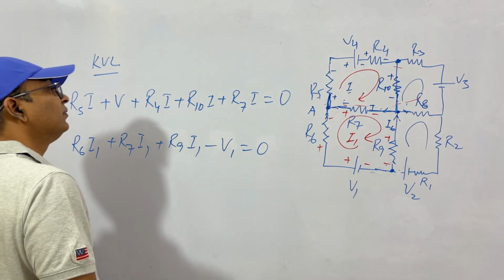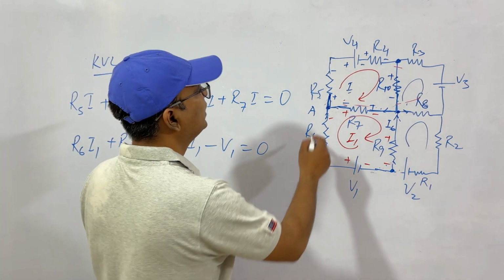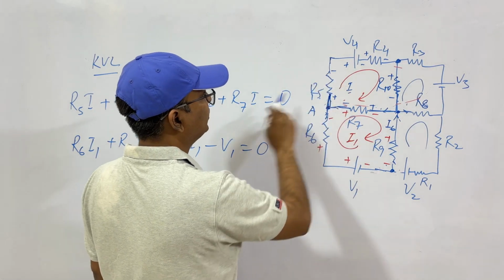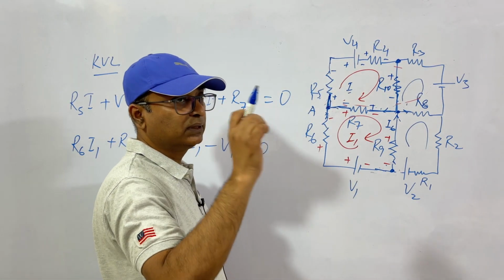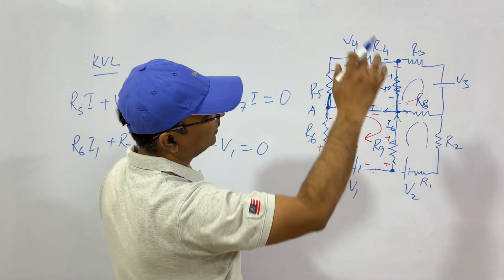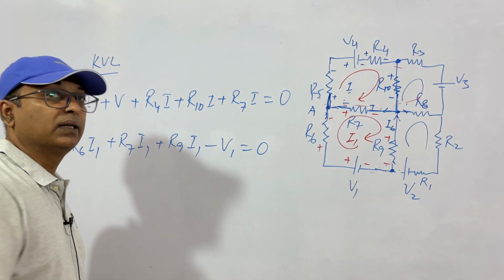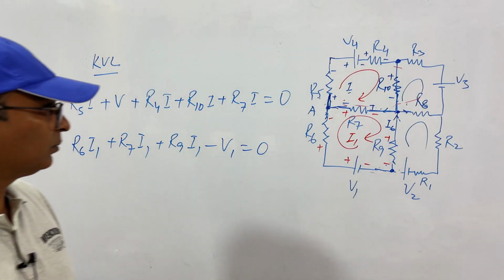Or alternatively, if you want to solve through the current law, you mark all I1, I2, I3, I4, and then at each junction you put this plus this plus this is equal to 0, this plus this. Then equating them all, you'll get the values of all currents. Clear? We'll see some questions and understand.